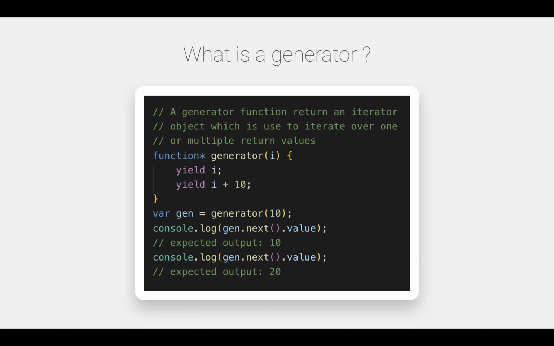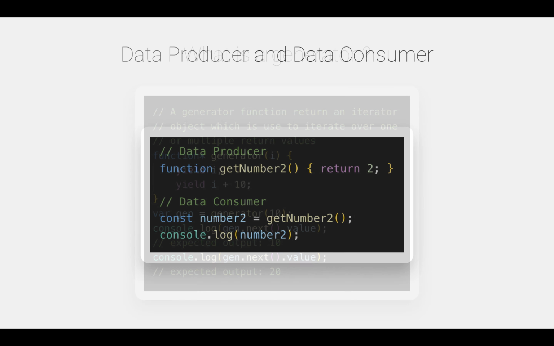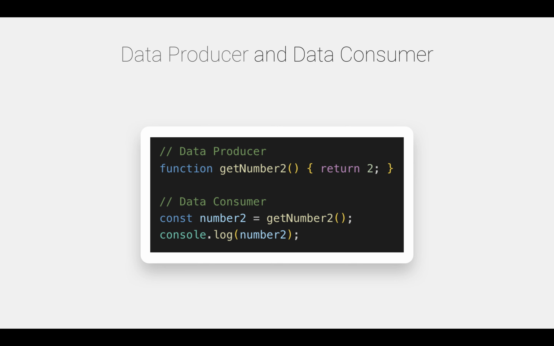As you can see, in this case, we yield the number I, whatever I is, and then I plus 10. So down there, we have a generator for 10. The first time we call the next method, which is part of the iterator object that we get in return, we get the number 10. The next time we call it, the second yield operator is called, and then we get the number 20. So the difference between a normal function and a generator function is that it can actually return multiple values over time. Right?